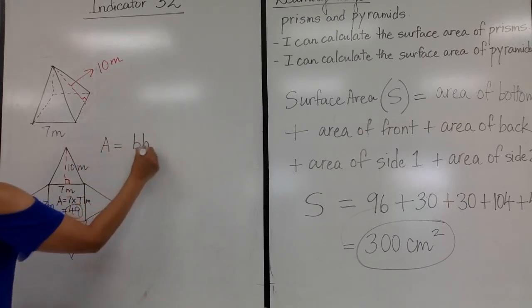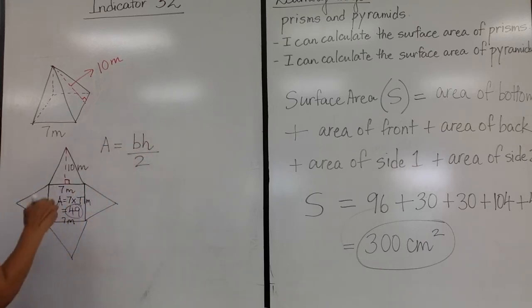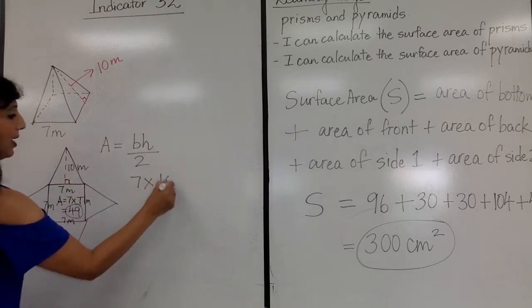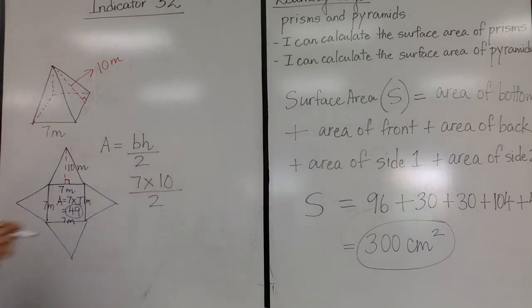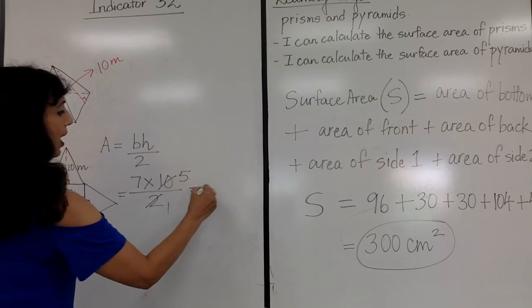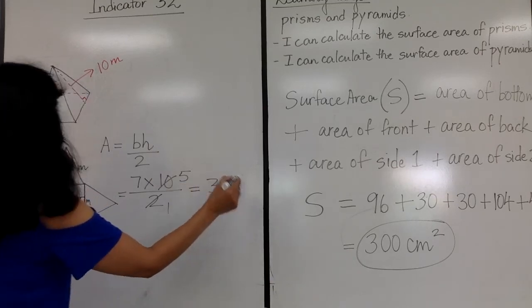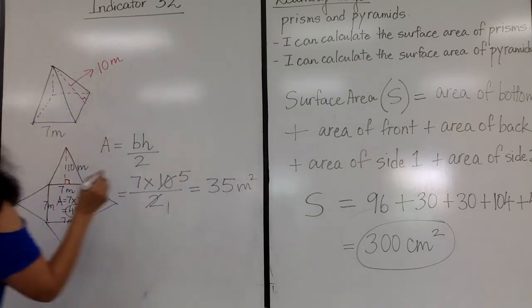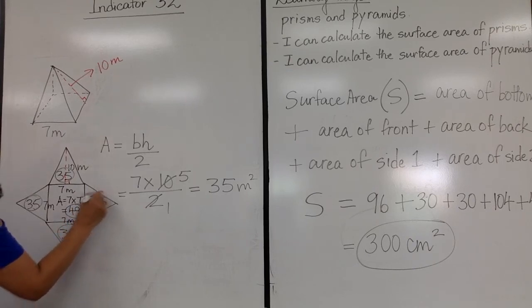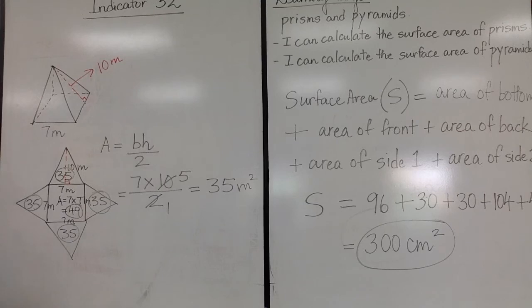And then I look at the triangle. Area of a triangle is base times height divided by 2. My base is 7, my height is 10, divided by 2. And so I can simplify here, and I get 1 and I get 5. So my area of one triangle is 35 meters squared. So if this is 35, guess what? They're all the same. So this is also 35, this is also 35, this is also 35. That's why I was saying this is so simple.